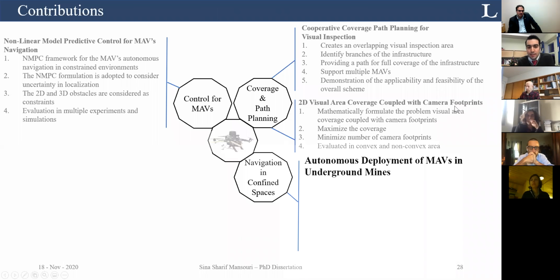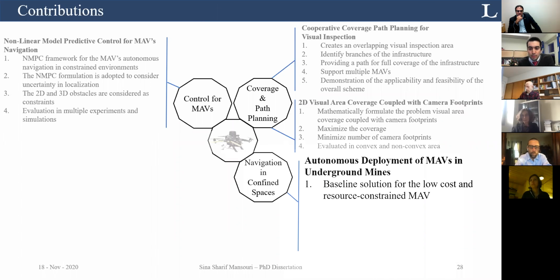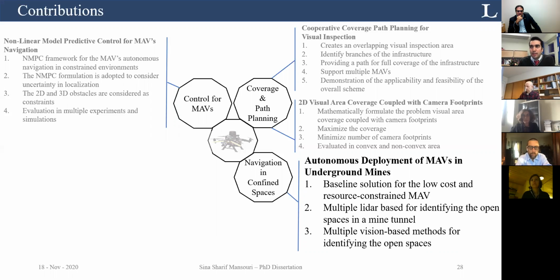Next part of my thesis, I was working to deploy micro aerial vehicles in underground mines. And mainly I was looking for the baseline solution for this technology to be used in the mine. What is the minimum sensors or hardware we need to send and consider them as a scouting platform. Also, due to the harsh environment, I was considering mainly two approaches, one LiDAR-based and one vision-based, to find open areas. And finally, I also evaluated each method extensively in multiple field tests.